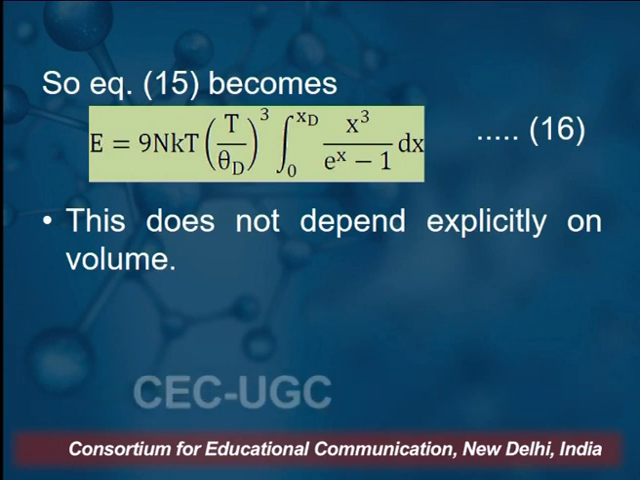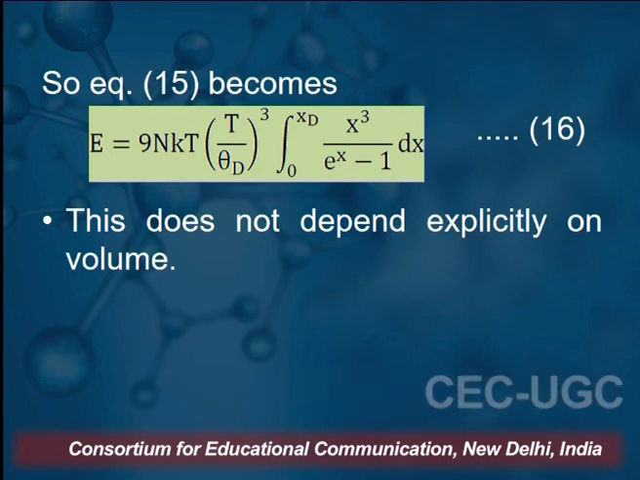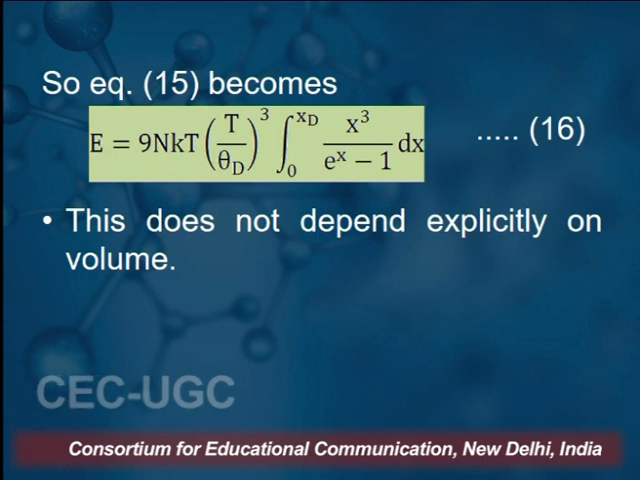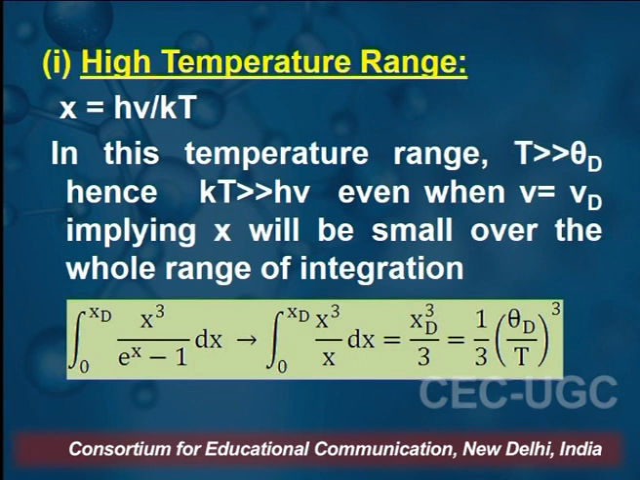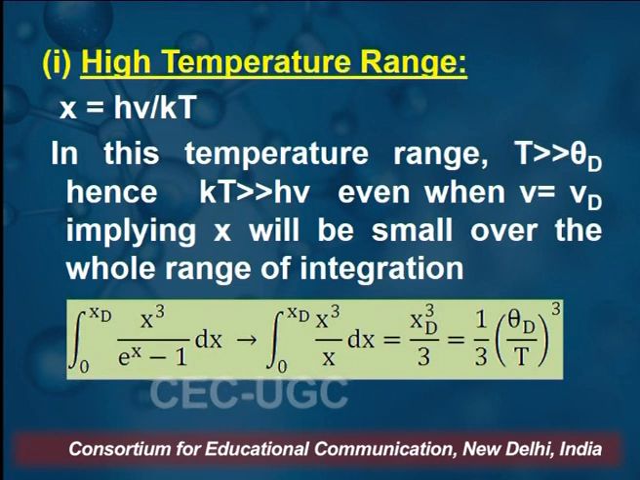This equation shows that the energy according to the Debye model does not depend on the volume. Now, let us again consider the high temperature range, the low temperature range and the intermediate range. How will this Debye equation vary?